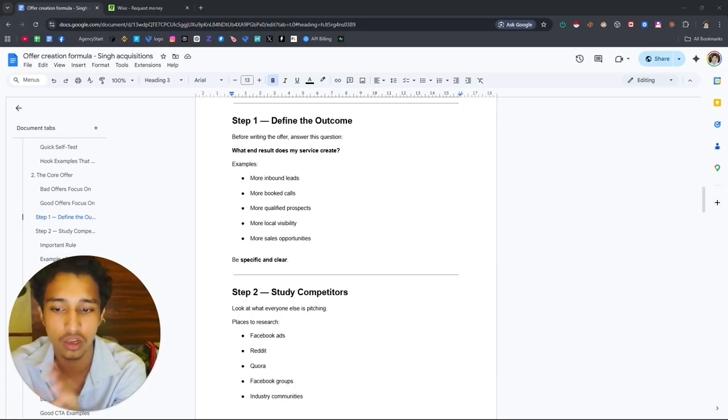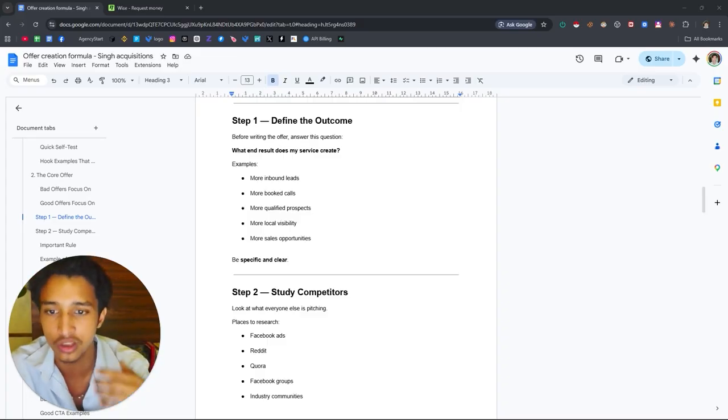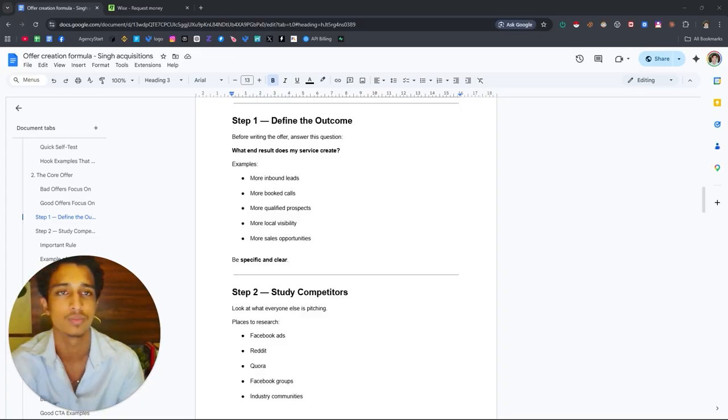So be very clear. There are two steps you can use here. Number one, you have to define the outcome. What are they going to get? Be very clear. Are they going to get inbound leads, inbound calls, or qualified prospects? What are they going to get?